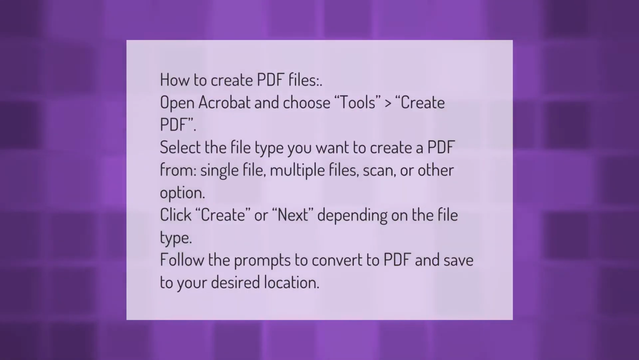How to create PDF files. Open Acrobat and choose Tools, Create PDF. Select the file type you want to create a PDF from: single file, multiple files, scan, or other option. Click Create or Next depending on the file type. Follow the prompts to convert to PDF and save to your desired location.